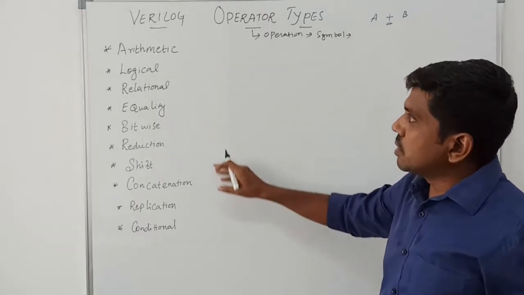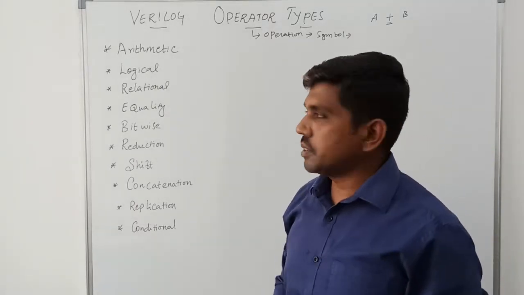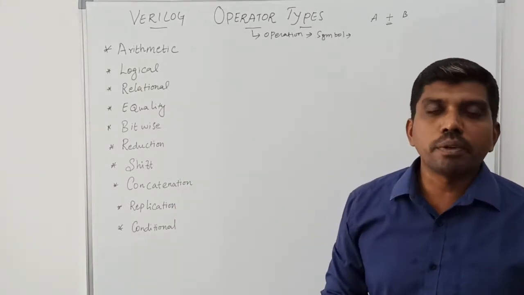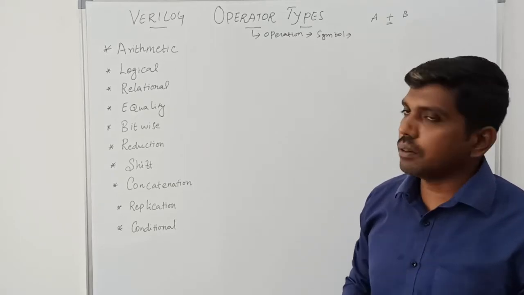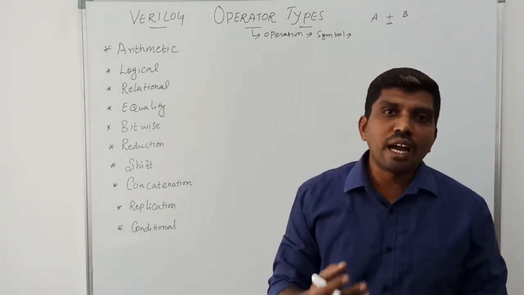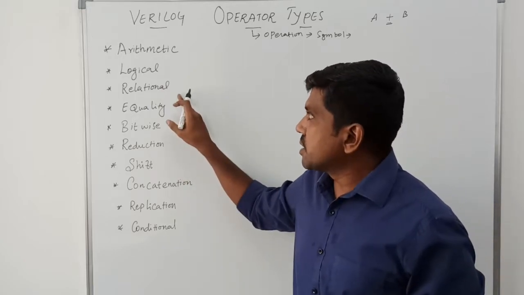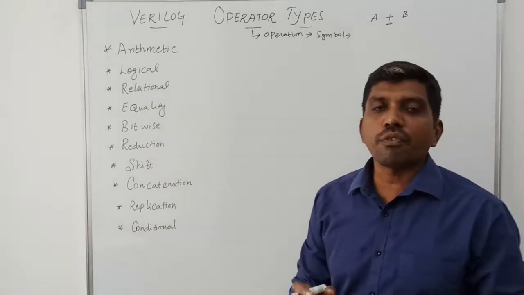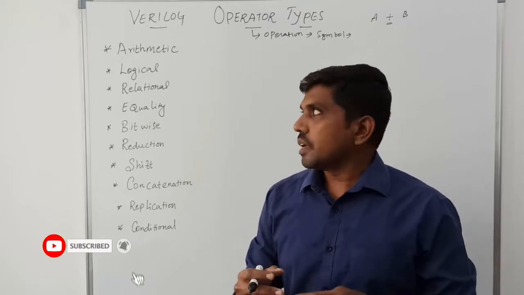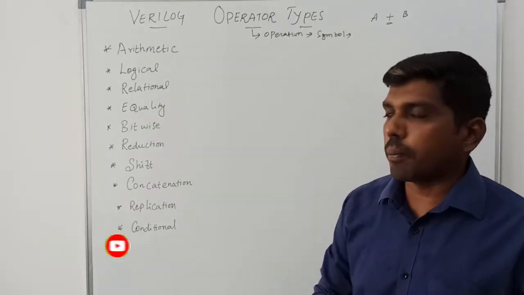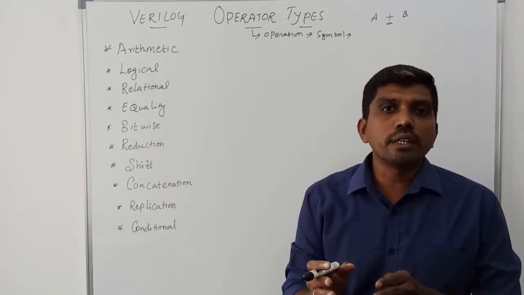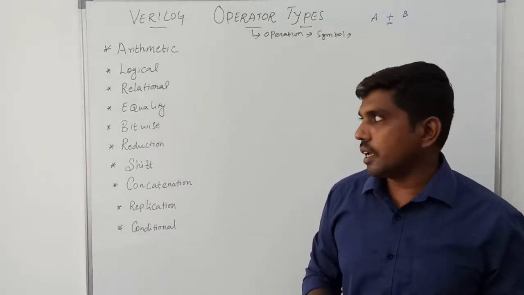So here I list down the different types of operators that come under Verilog HDL. The first one is the arithmetic operator. Arithmetic covers the common mathematical operations: addition, subtraction, multiplication, division, modular division and exponential. Then logical operation, which means logical AND, OR and NOT. Then relational, where you find greater than, less than, greater than or equal, less than or equal, to compare two operand values. Then equality, where we have four cases: equality, inequality, case equality, case inequality.